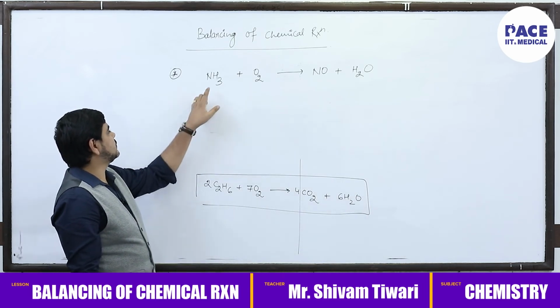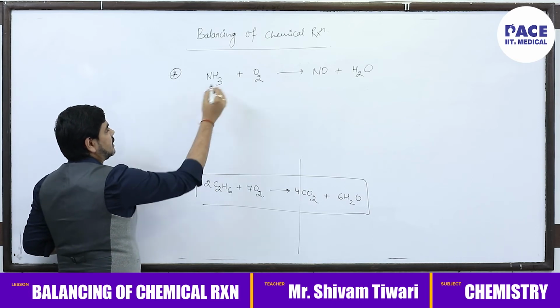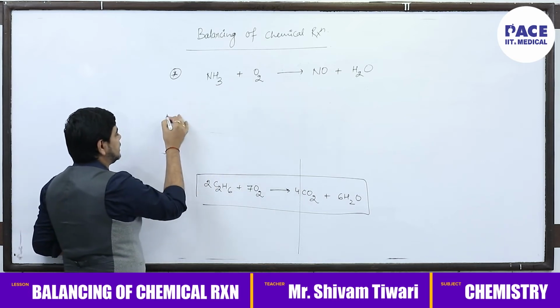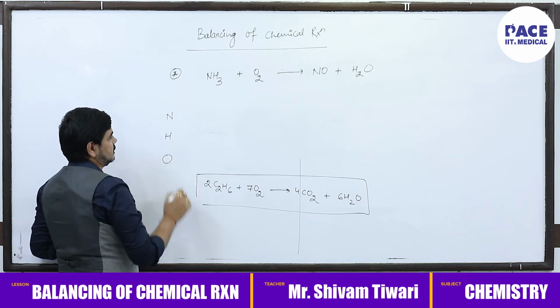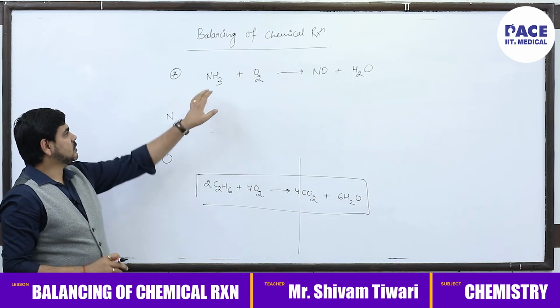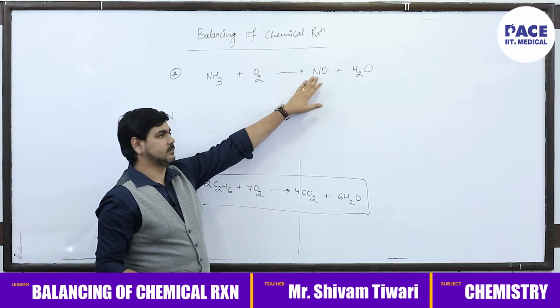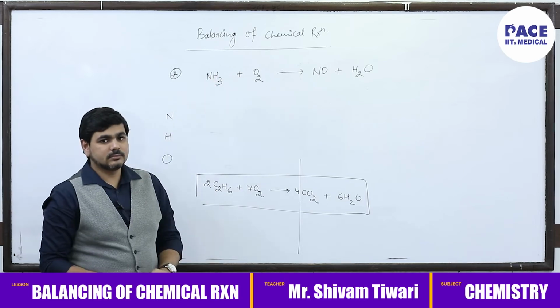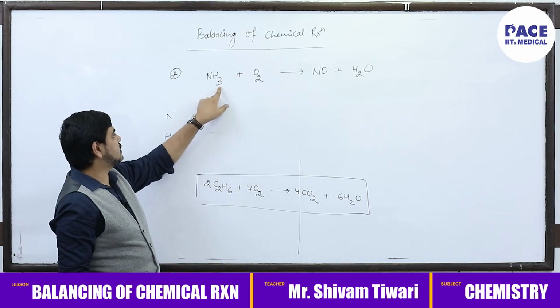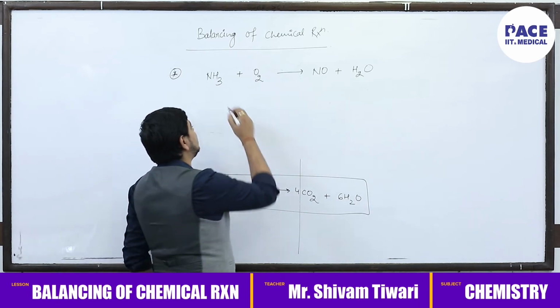First we need to see how many elements are on the product side and the reactant side. On the reactant side we can see nitrogen, hydrogen and oxygen. We have to balance all these three. The nitrogen is 1 here and 1 over here, so nitrogen is balanced. How many hydrogens are there? 3. How many over here? 2.